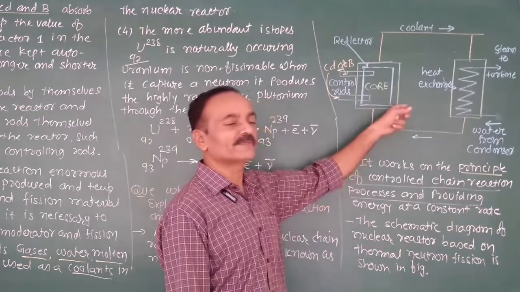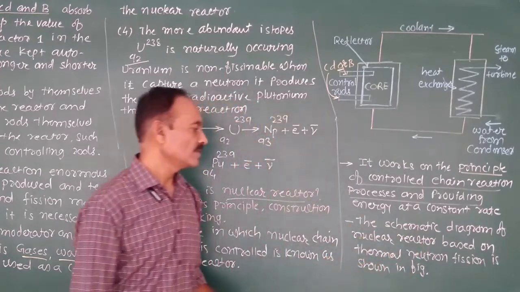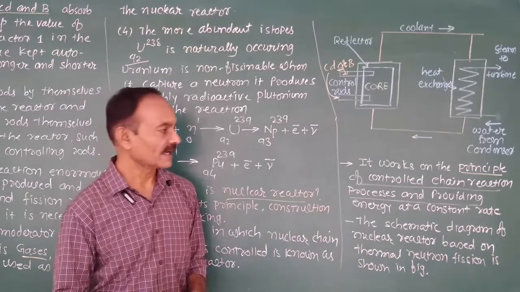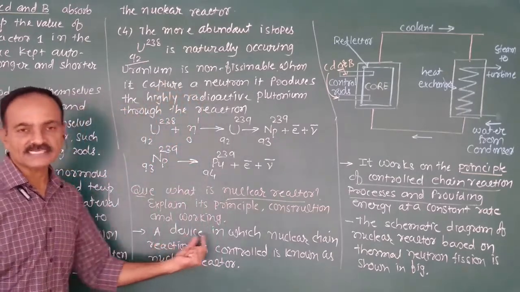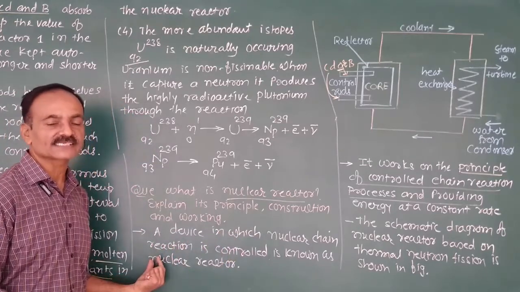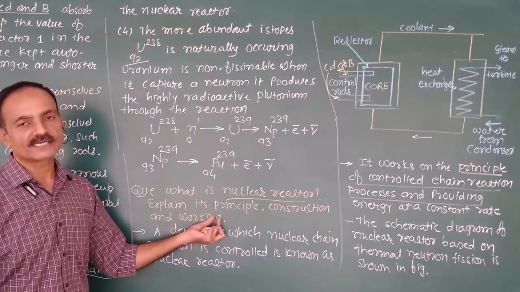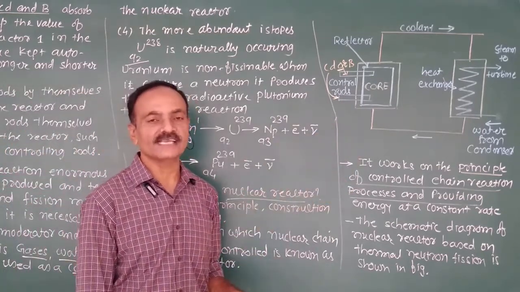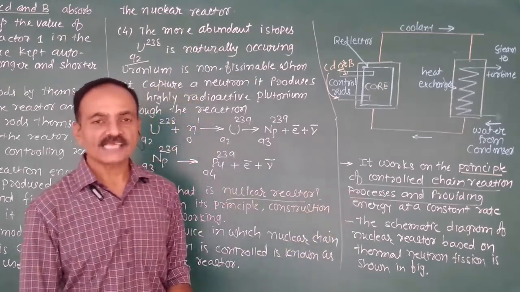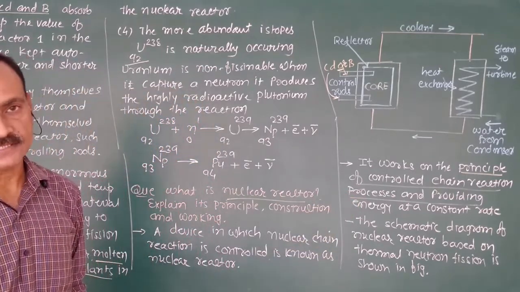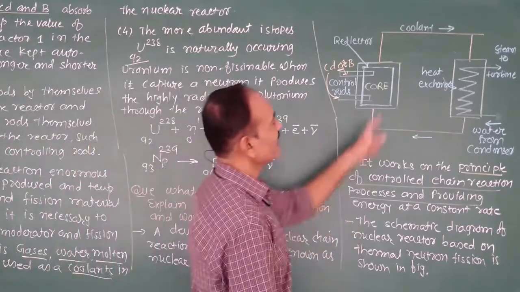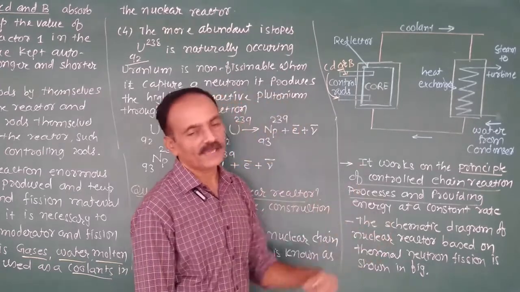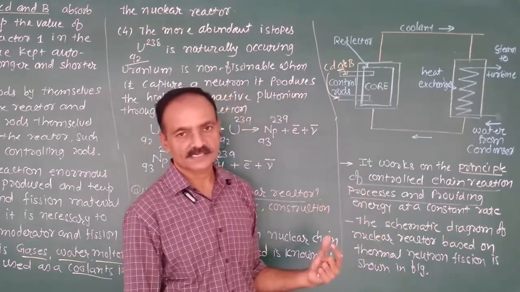The schematic diagram of the nuclear reactor on the basis of thermal neutron fission is shown in the figure. Again, what is the nuclear reactor? A device in which the nuclear chain reaction is controlled is known as the nuclear reactor. The principle of nuclear reactor is the controlled chain reaction process and providing the energy at a constant rate. And the schematic diagram of the nuclear reactor is shown in the figure. Now we discuss the working of a nuclear reactor, how it works.